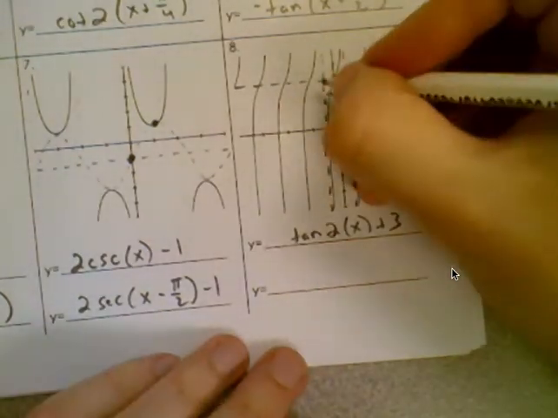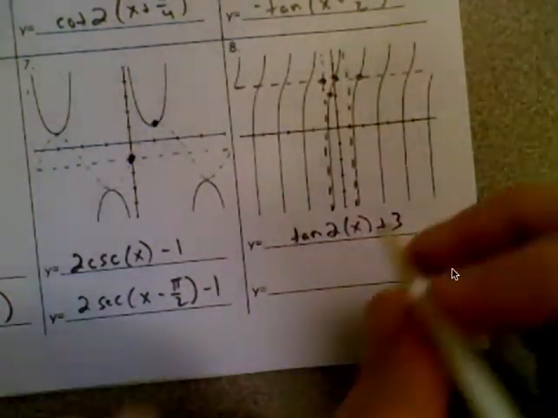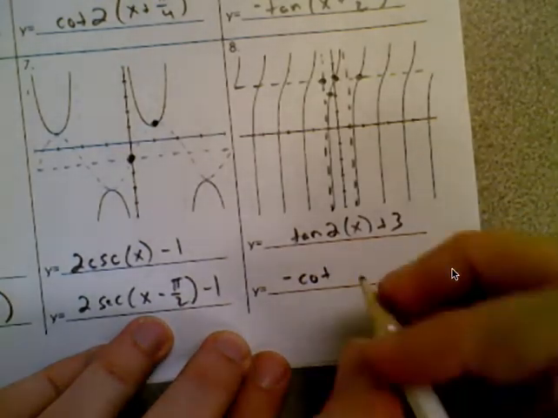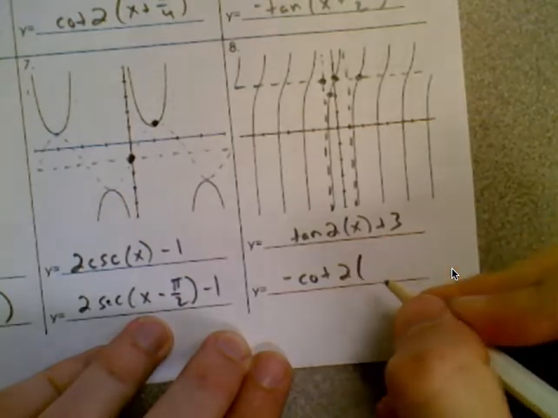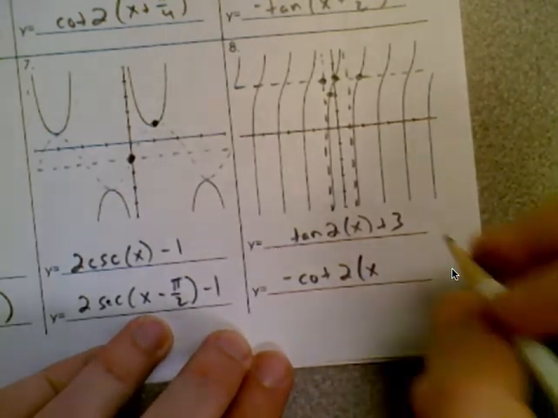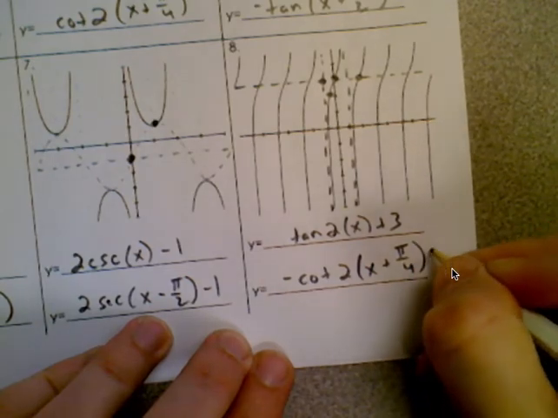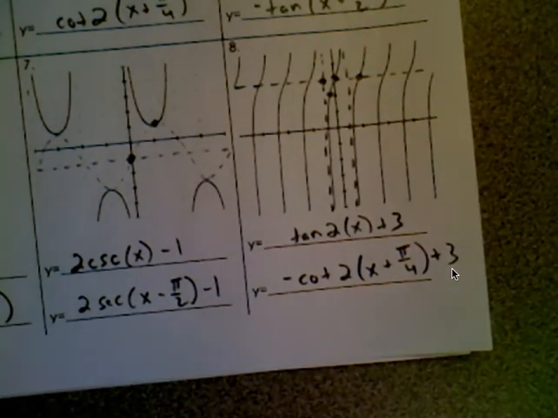If I want the cotangent version, I'm going to need to start on an asymptote. It'll have to be a negative cotangent because it's going upward, and cotangent usually goes downward. The b value is still 2, and here I'm going to do x plus pi over 4 because that's the horizontal shift to the left. Once again, a vertical shift of up 3.